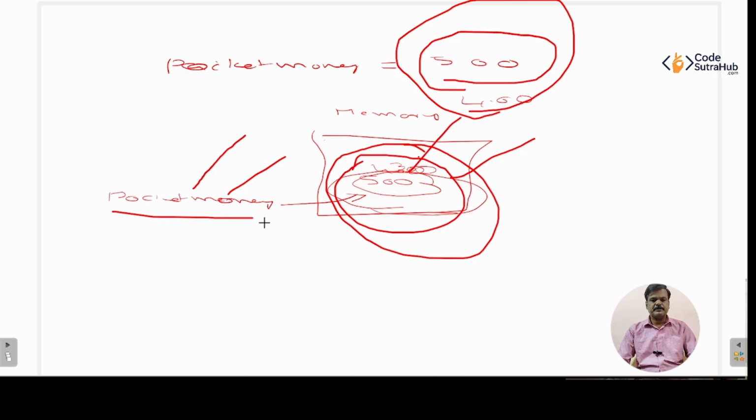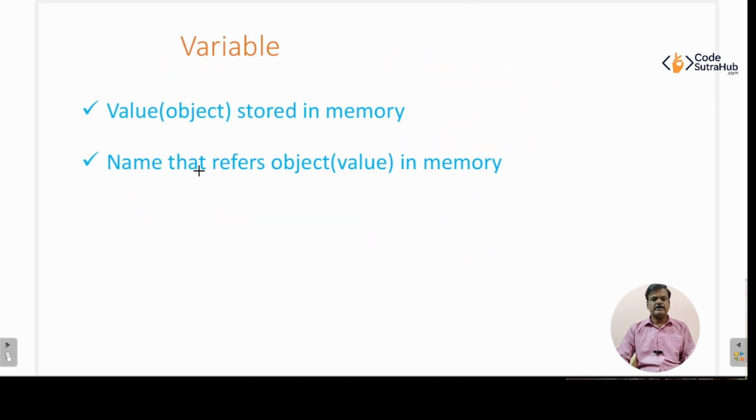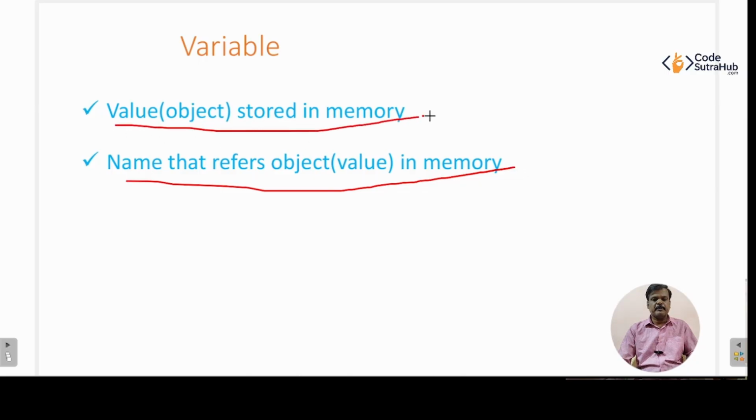That means in our programs we will use data. Data is stored in memory. To access the data, we use a name. That name is called the variable. That means we define a variable as a name that refers to an object in memory. Generally, a value is stored in memory.